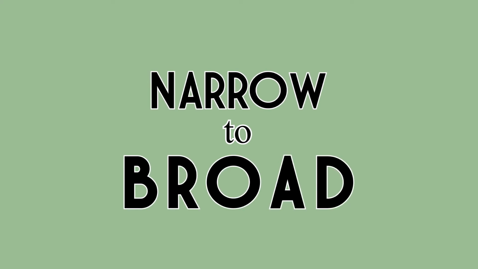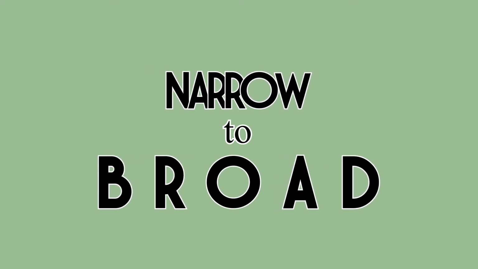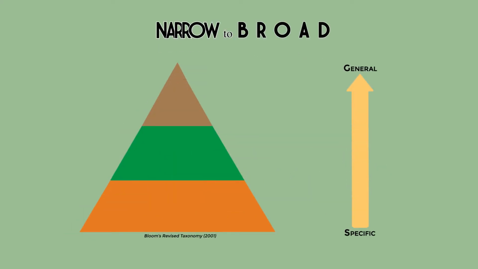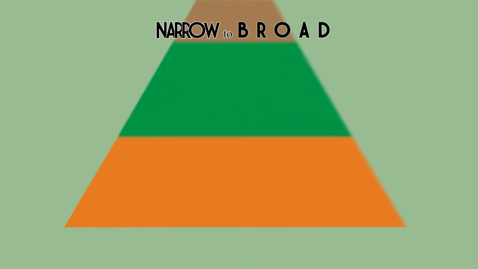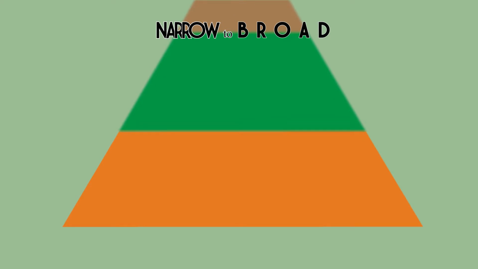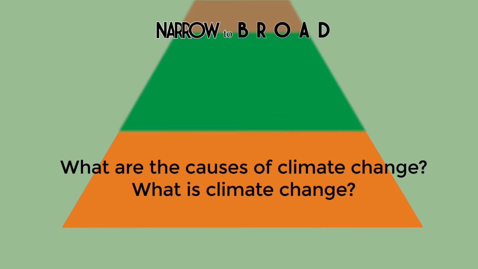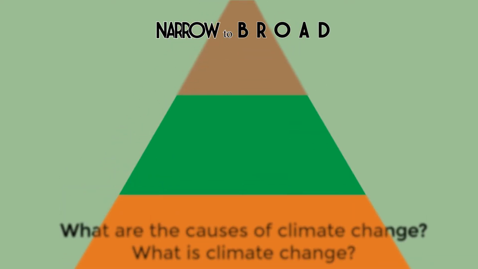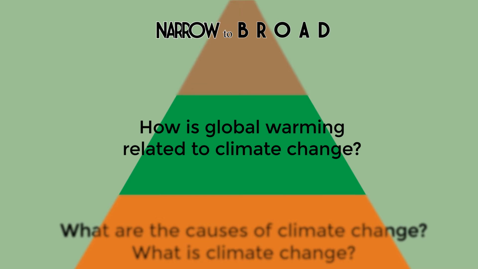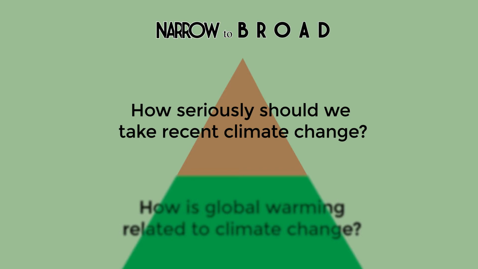4. Narrow to broad. Start with cognitively lower level specific questions. Progressively, lead your students to respond to higher level general questions. For example, when helping students to engage with the text on global warming and climate change, you could begin with specific questions at the lower cognitive levels, such as, what is climate change? And what are the causes of climate change? You could follow up with a question at a higher cognitive level, such as, how is global warming related to climate change? You could then end with a broad question, such as this one at the evaluating level. How seriously should we take recent climate change?